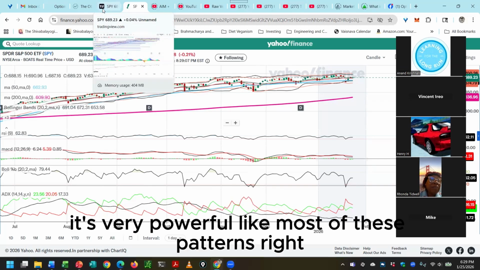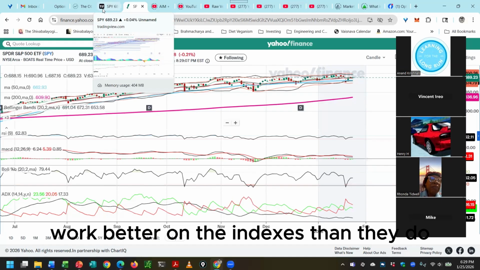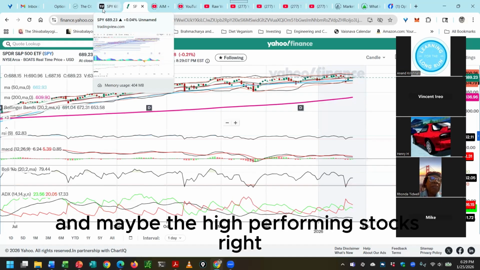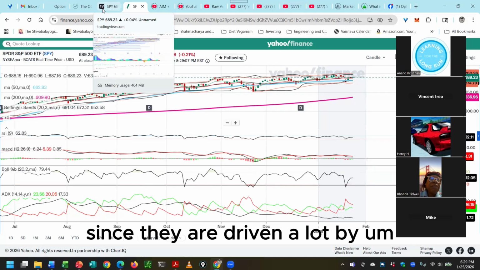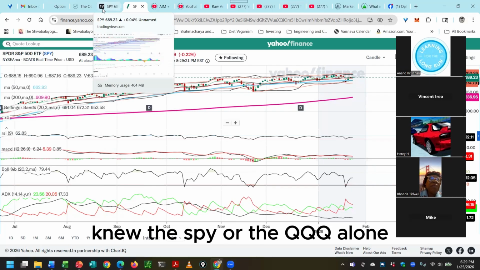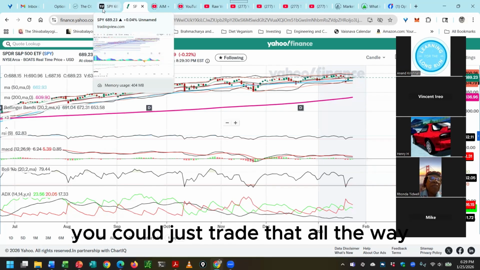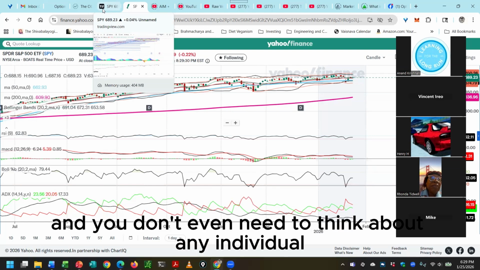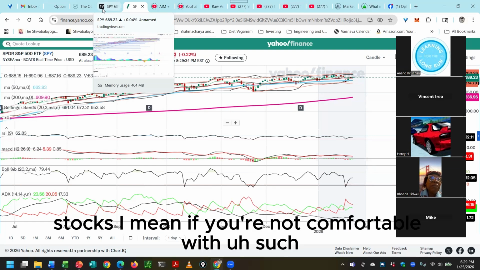Like most of these patterns, they work better on the indexes than they do, and maybe the high performing stocks. But individual stocks are driven a lot by environment and news. Heck, if you knew the SPY or the QQQ alone, you could just trade that all the way, and you don't even need to think about any individual stocks. I mean, if you're not comfortable with such.